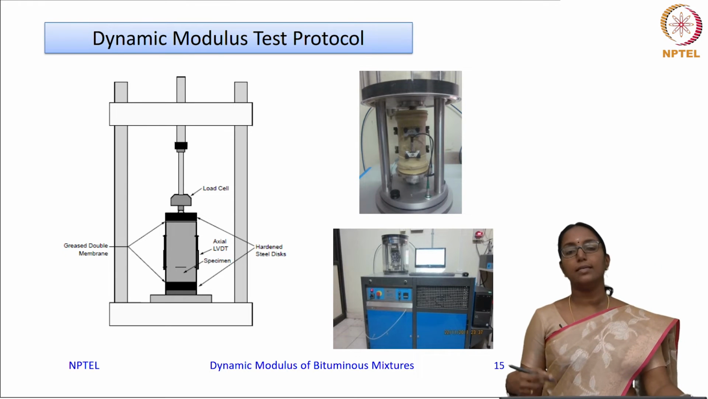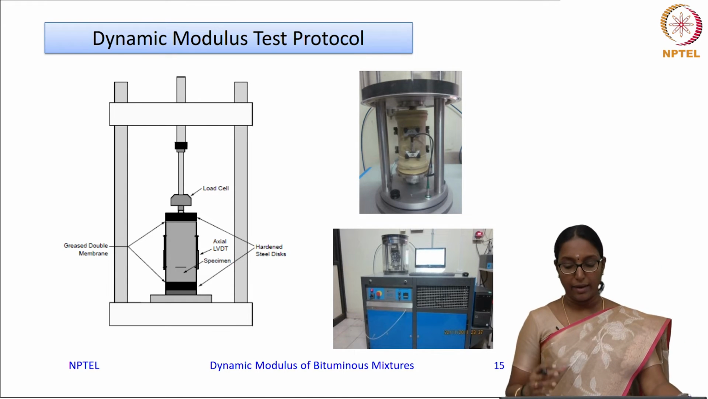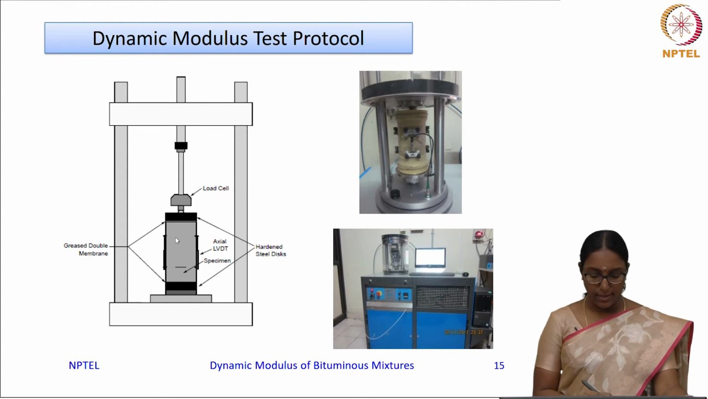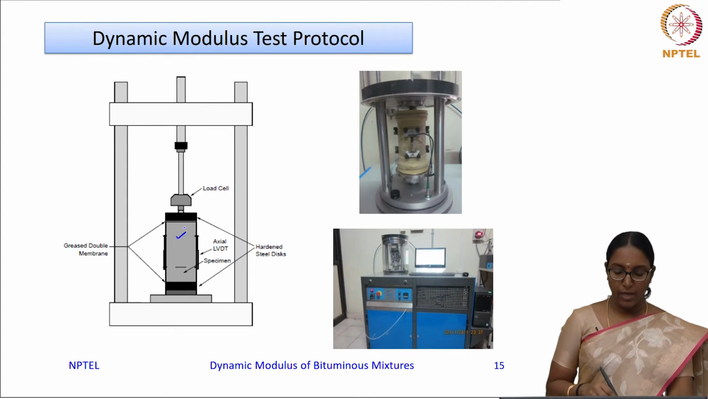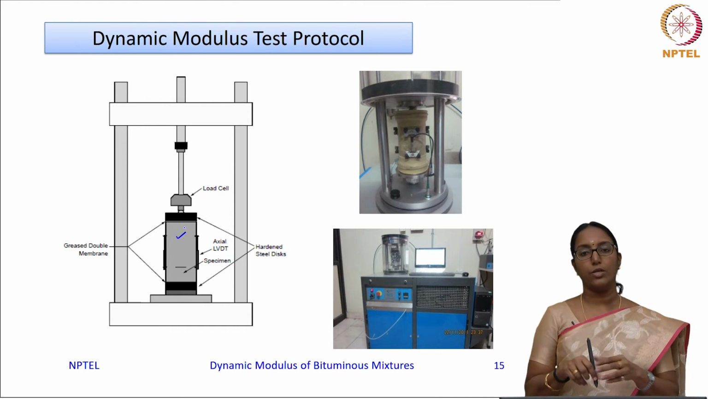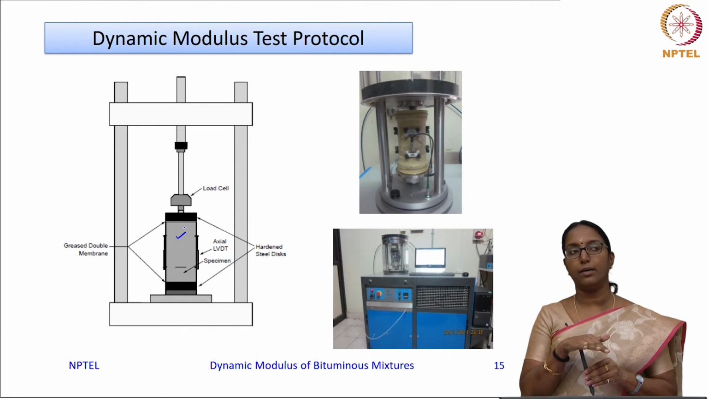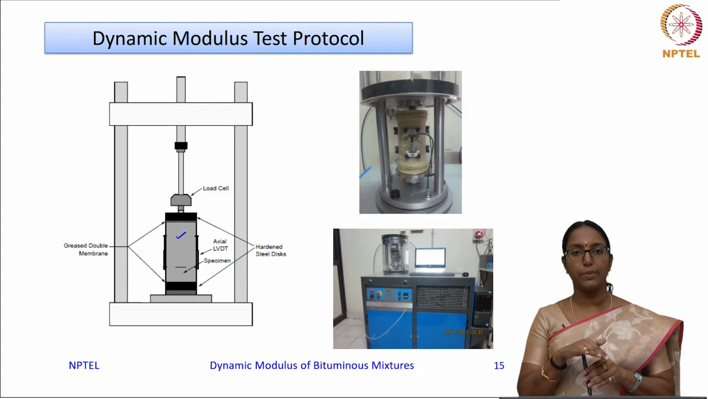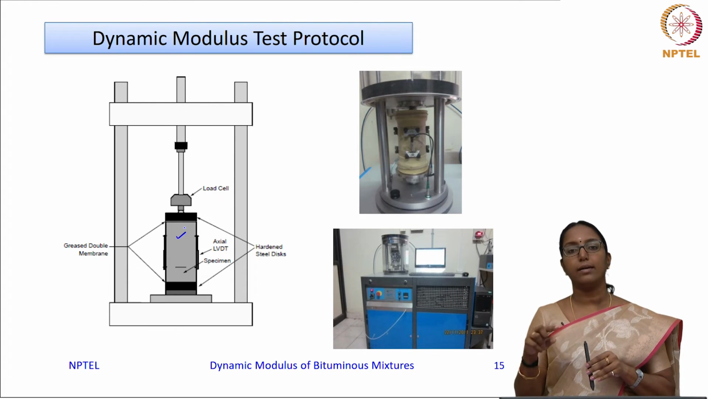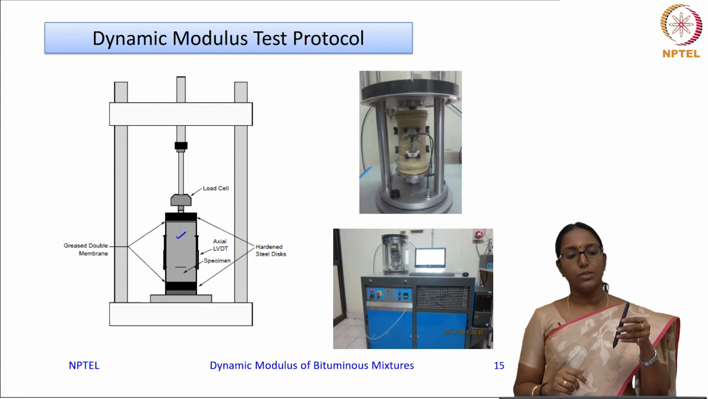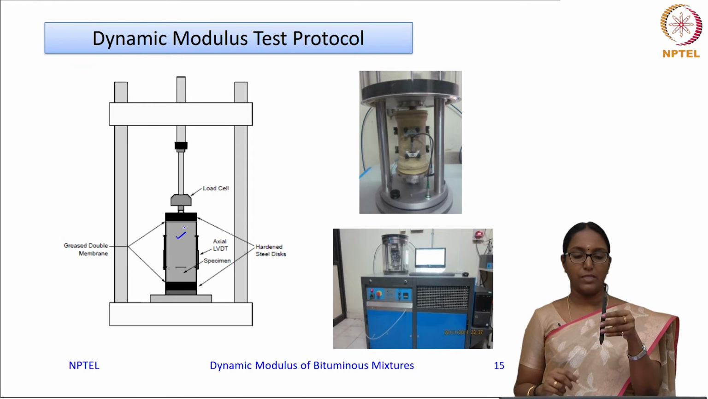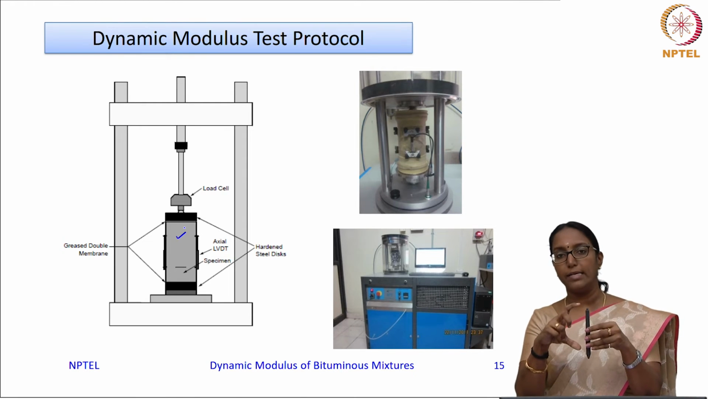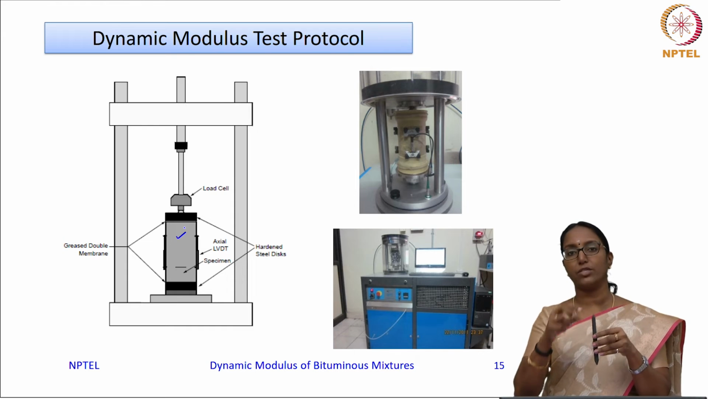Now, let me discuss how this specimen is arranged, or what is the instrumentation for the testing. As I said, this is a cylindrical specimen. You have to apply a sinusoid, a Haversine stress pulse, and you have to capture the corresponding strain. Now the strain has to be captured from the specimen. You don't capture it for the entire specimen because there could be end effects on the top and bottom.